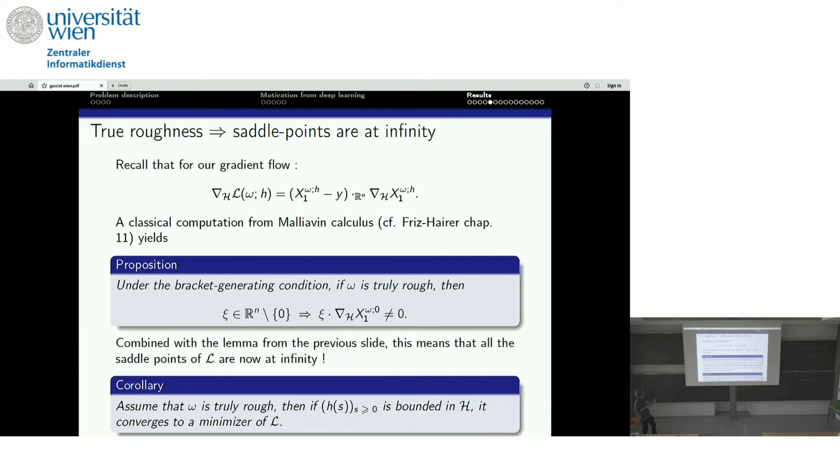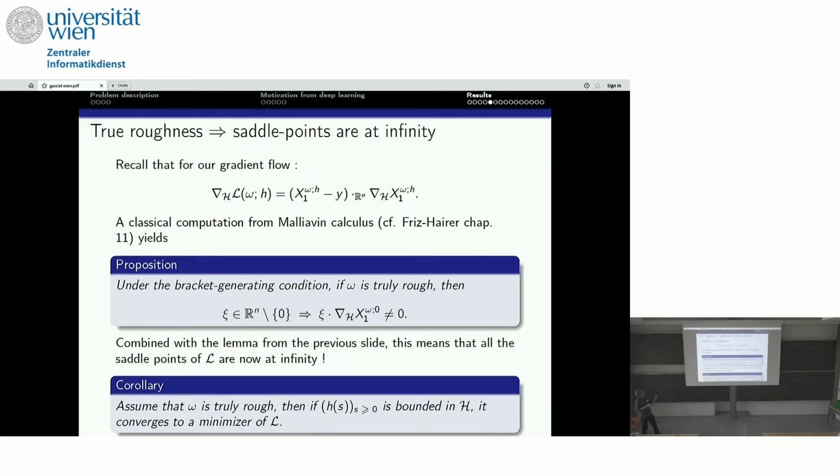And what this means for our problem is this: remember that I said that having a non-zero direction where this is 0 would correspond to saddle points for your gradient flow. I said that typically they existed, but what this means is now they don't. By starting from an irregular initial condition, you have put all the saddle points at infinity. They have not completely disappeared, but you have put them at infinity.